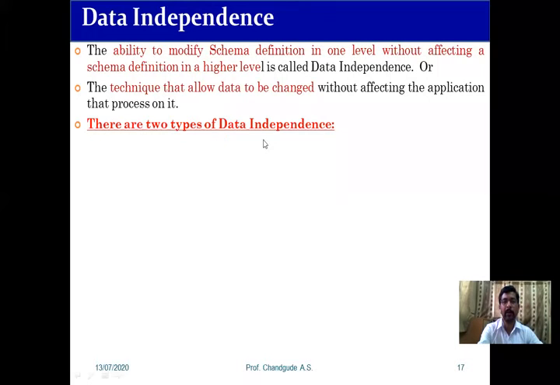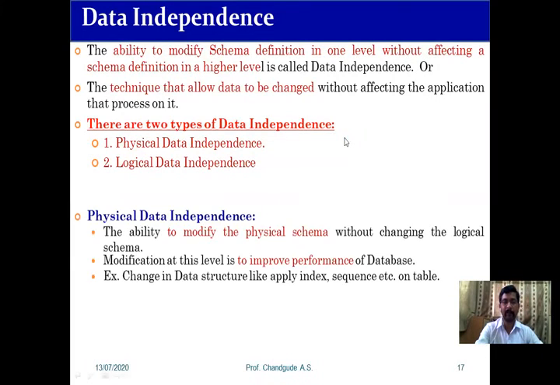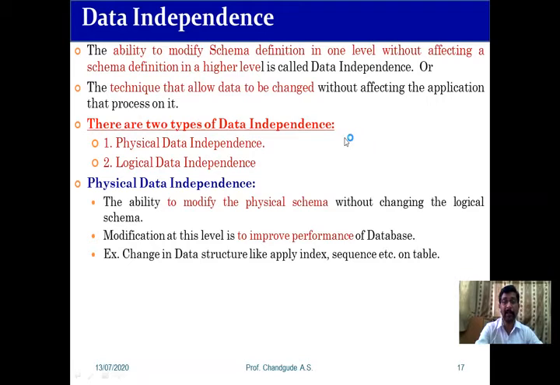And there are two types of data independence. The first one is physical data independence, and the second one is logical data independence. So what is meant by physical data independence? Physical data independence means the ability to modify the physical schema without changing the logical schema. Means the ability to modify the physical schema without changing the logical schema.